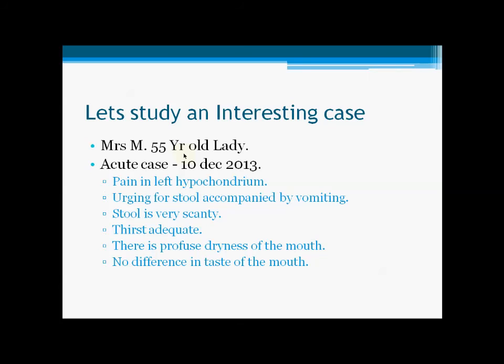Let's see this case. She's a 55-year-old lady, reported long back in December 2013, and there was a lot of pain in the left hypochondrium, urging for stool accompanied by vomiting. The stool is very scanty, thirst is adequate, there is profuse dryness of the mouth, and there is no difference in the taste of the mouth.